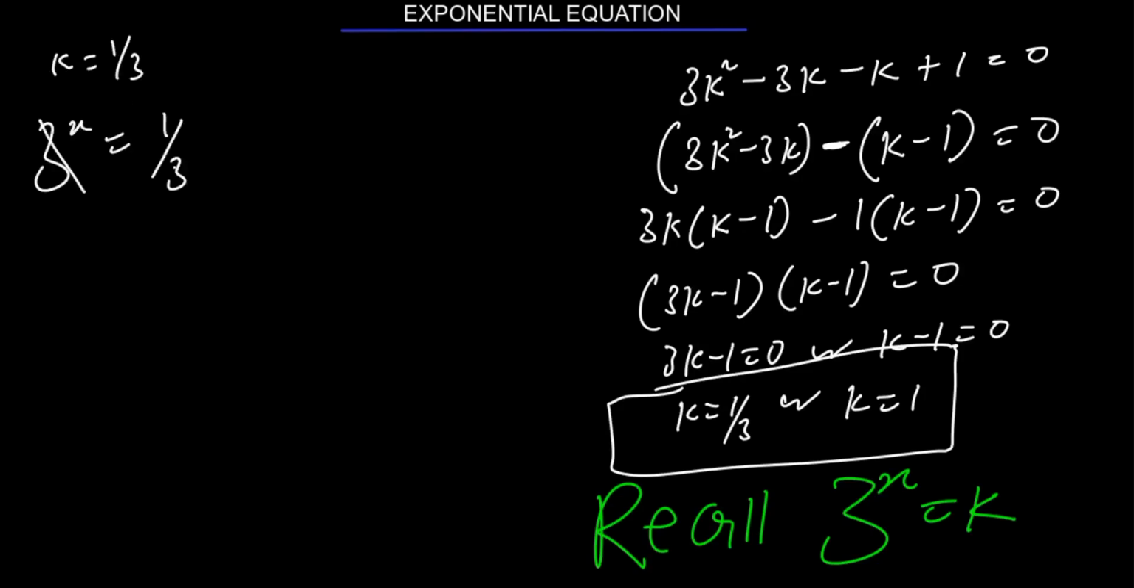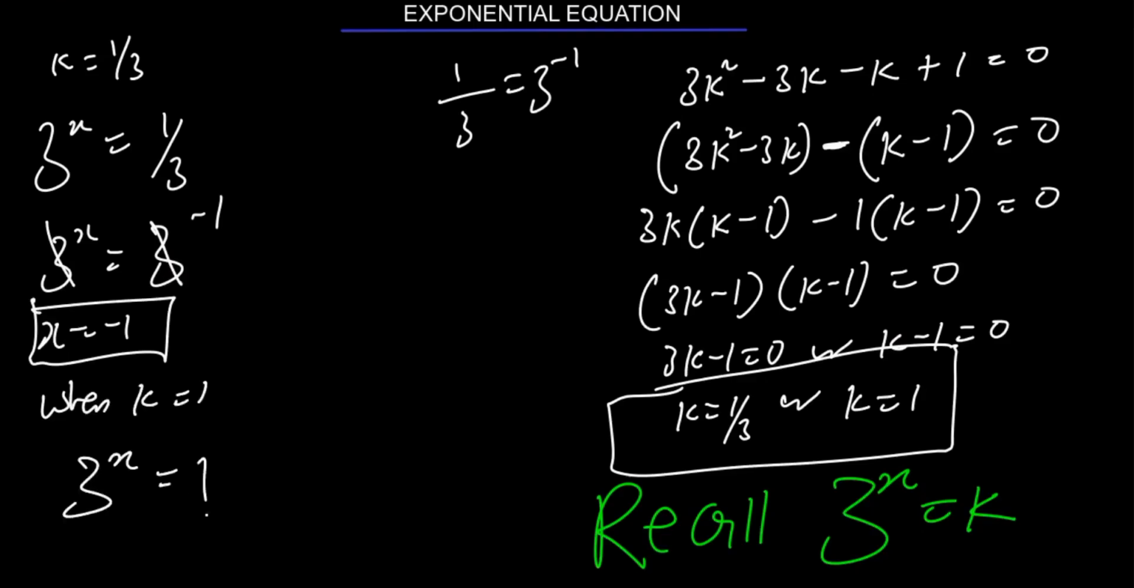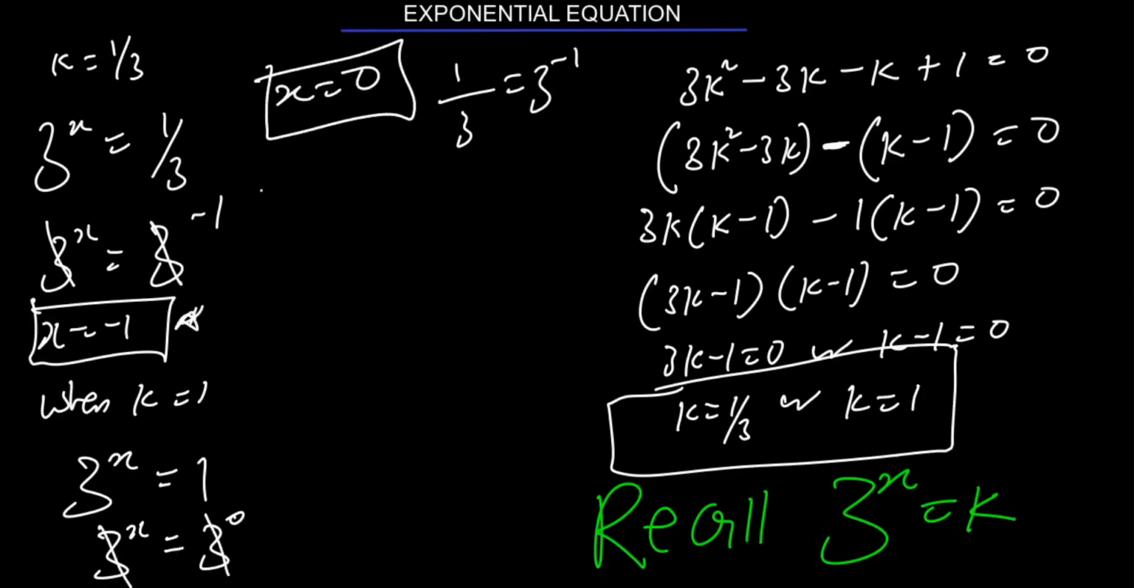Remember, I can't cancel this and this, it will not work. So I have to say 3 raised to power x equal 1 over 3 is same as 3 raised to power negative 1. This cancels this, x equal minus 1. That's the first answer. And the second one, when k is equals to 1, you have 3 raised to power x equal k. K is 1. And 3 raised to power x equal 1 is 3 raised to power 0. Cancel, then x is equals to 0. So these are the two values for x.